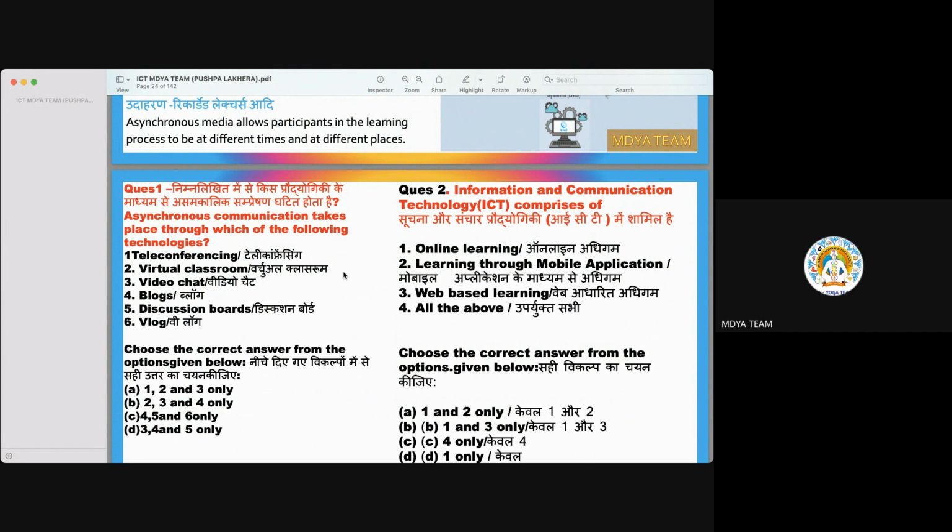All right. Very good. And information and communication technology comprises of: first is online learning, second is learning through mobile applications, third is web-based learning, and fourth is all of the above. Now you have to choose your correct answer from A, B, C, D. C, ma'am. All of them. All of the above. Fourth one. All right. Now on the basis of time, what are the types of ICT? Old and new. All right.